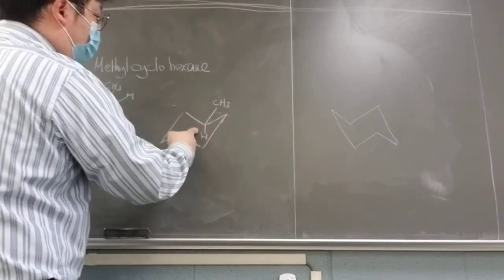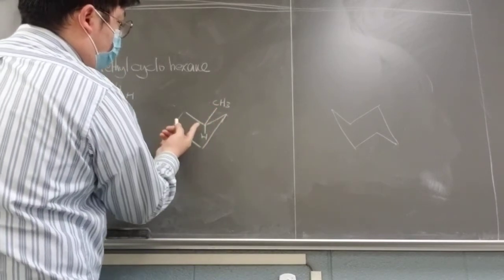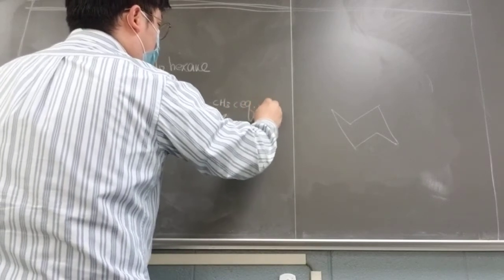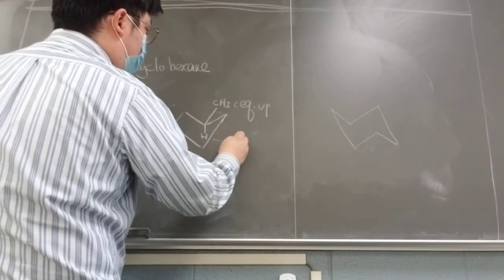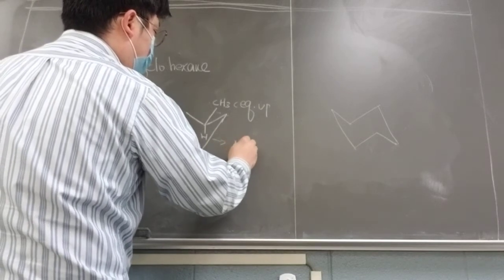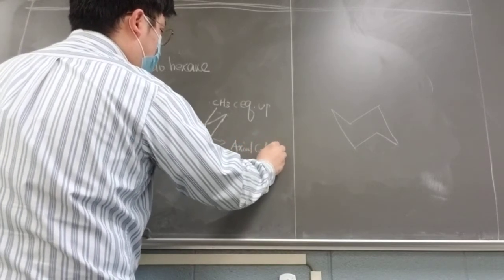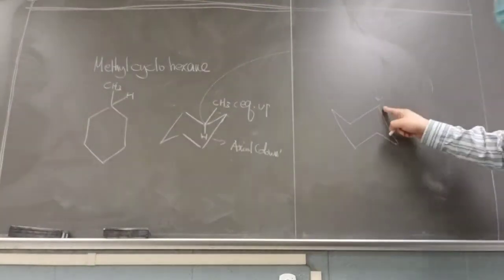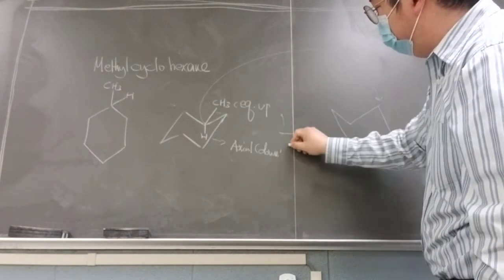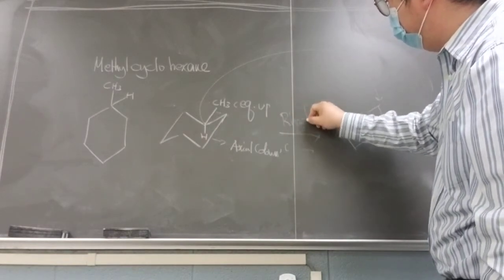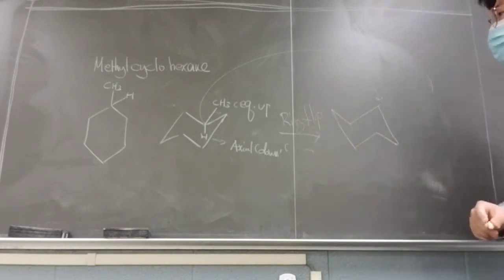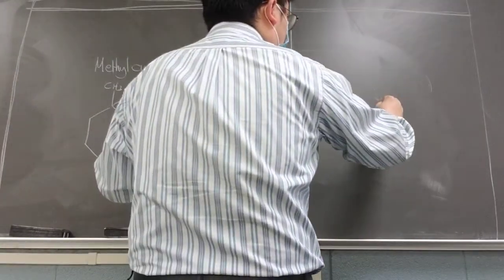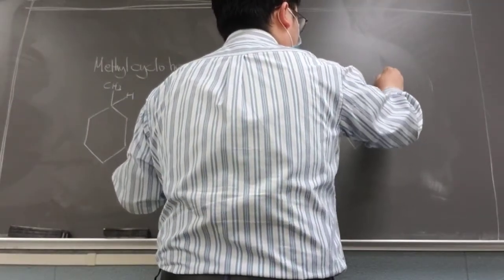So this is also an equatorial position, but it's heading slightly up, and this is an axial position, but it's heading down. Okay, so if you do the ring flip, this is the position we have over here, right? Ring flip. So in this case, this is an equatorial position up, so it's going to be axial up.